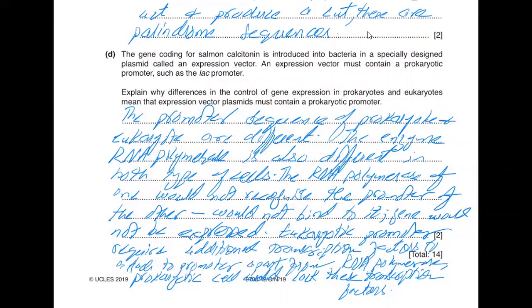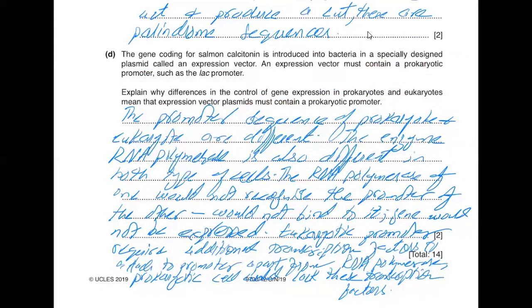The question here basically deals with the gene coding for salmon calcitonin being introduced in the bacteria using a specially designed plasmid called an expression vector. An expression vector must contain a prokaryotic promoter such as lac promoter. Why a prokaryotic promoter? Because the gene is inserted in the bacteria. We are using bacteria in which we'll be adding the gene.